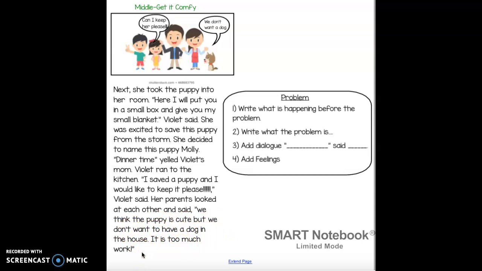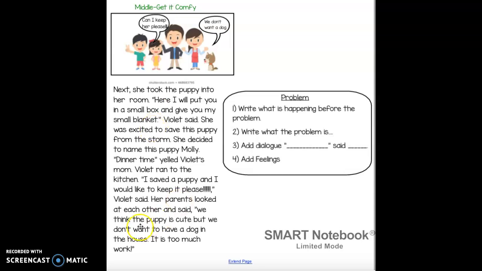So you see, I have the beginning, and in my middle, I have a problem. What's the problem? She wants a dog, but the parents said no. Okay? So you see how in the middle of the story, I have what's happening just before the problem. She took the puppy into her room, right? That's before the problem. I didn't just jump in saying, oh, I want a puppy. No. She took the puppy into the room. And then she went downstairs and she went to her parents and asked the parents if she could keep the dog, and the parents say no.